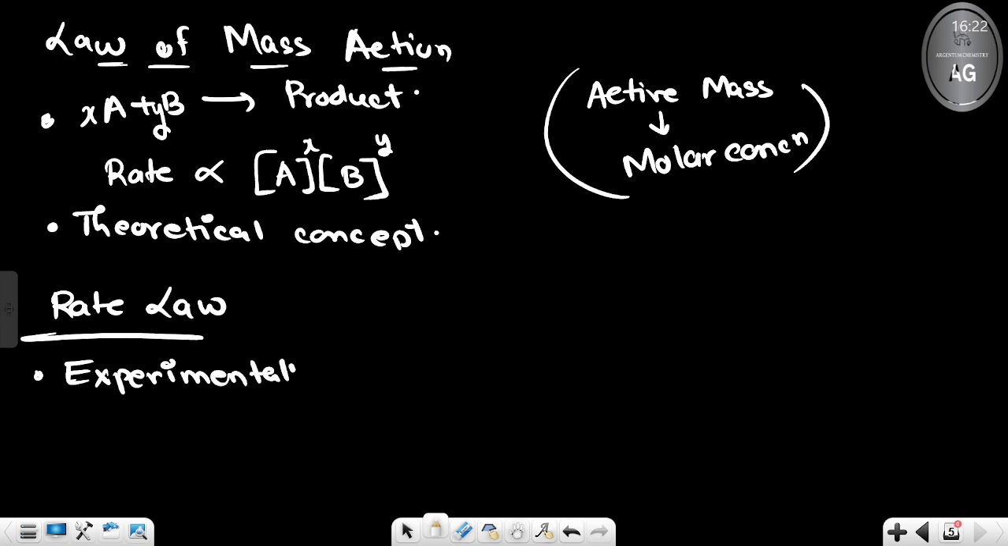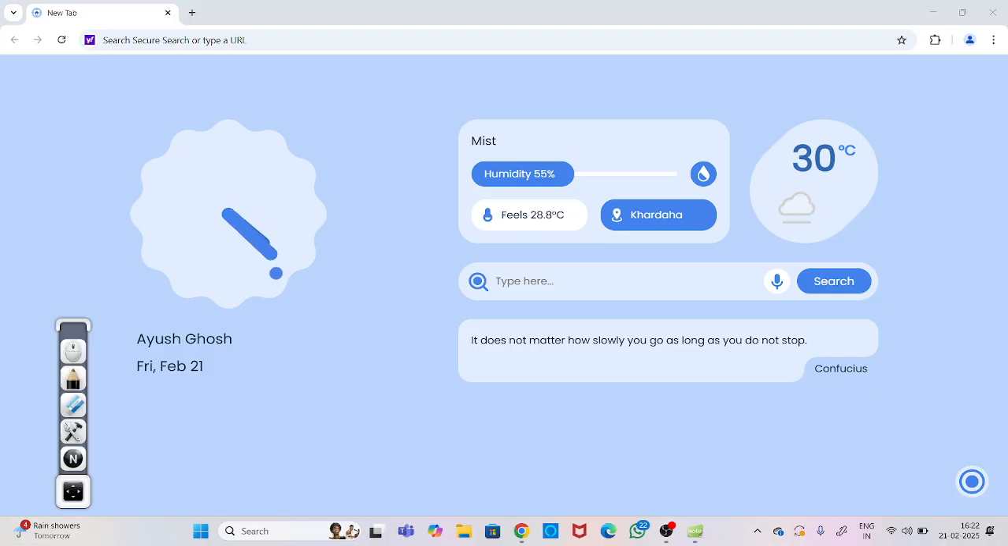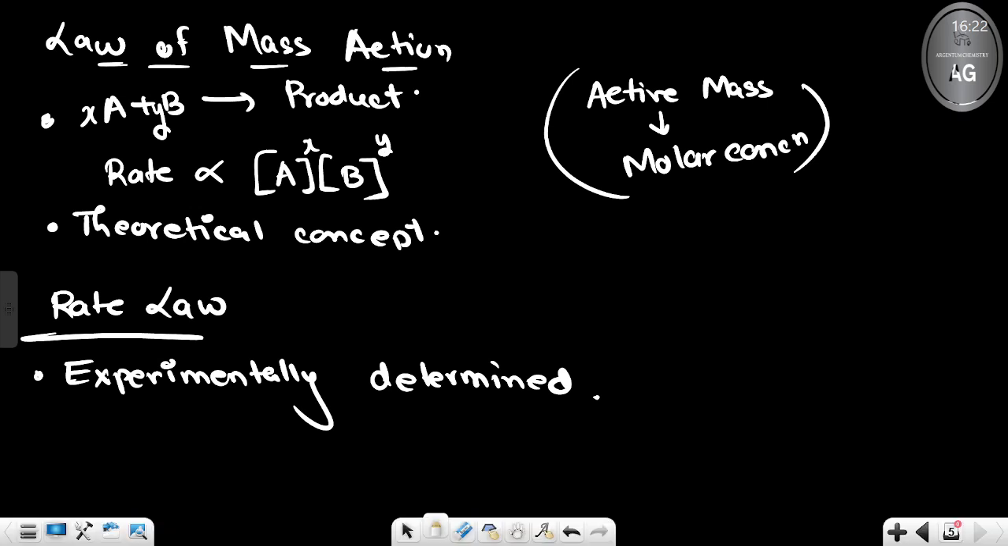It is experimentally determined, and it is a mathematical expression of the concentration of the reactants. Clear? It cannot be found out using the theory. That means you cannot look at the equation and tell me the rate law. Very sorry, you cannot. Clear? Because it is experimentally determined.